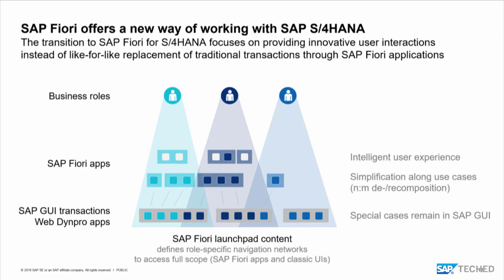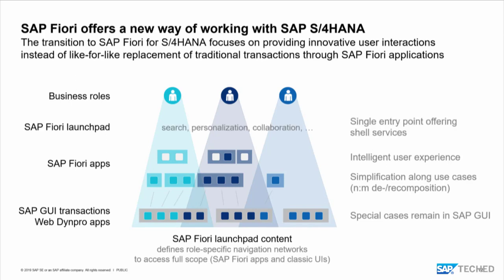Here we have different navigation networks for the different business roles. And as I mentioned, the access point to this whole thing is the Fiori Launchpad. In the Fiori Launchpad, we then offer some generic services which are independent of individual apps, but help the user overall to work with the system. Things like search, personalization options, collaboration features, access to documentation, etc. In this sense, the Fiori Launchpad replaces the SAP Logon or the SAP GUI.